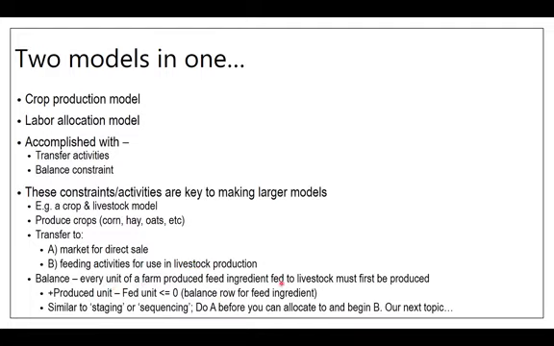Every unit of farm-produced feed ingredient that's fed to the livestock must first be produced. So you produce the unit, that's the positive. When you feed it, that's the negative. You draw down on it, and so you need a balance row for that feed agreement. In some ways, this idea of producing crops first, passing them over to the livestock section of the farm, you could think of that as not just a transfer activity, but actually a staged or sequenced set of activities. And so in production planning, the sequence can matter.